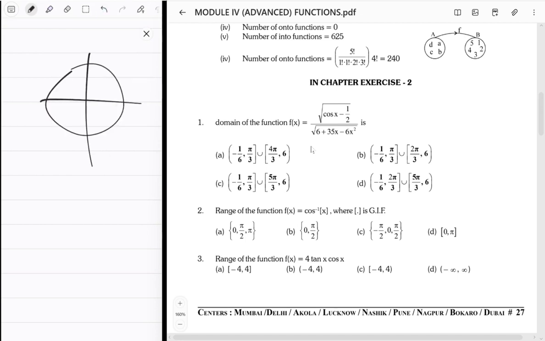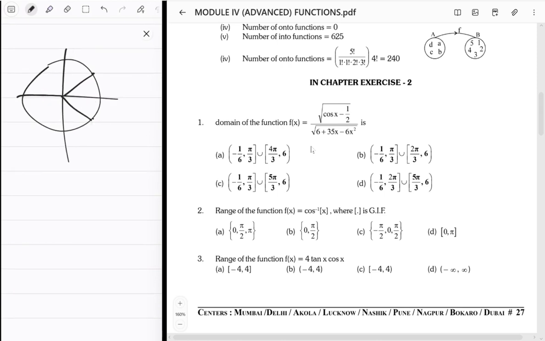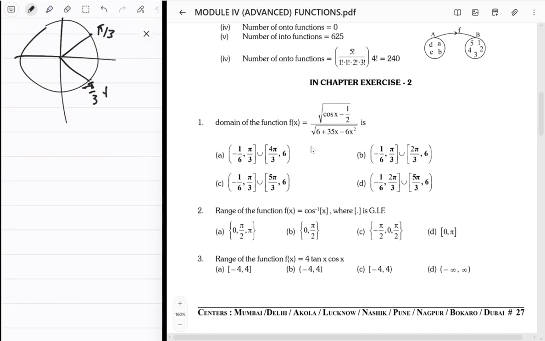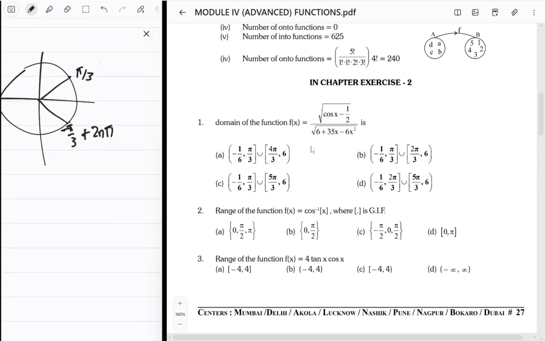So x must be in what space? That happens at this point and at that point. So negative pi/3 to pi/3, but basically 2 n pi plus this, right? So that's already there. And what else do you want?